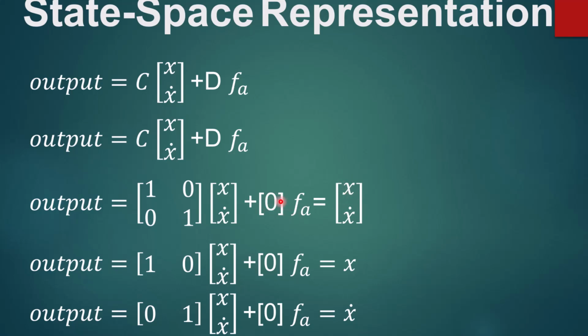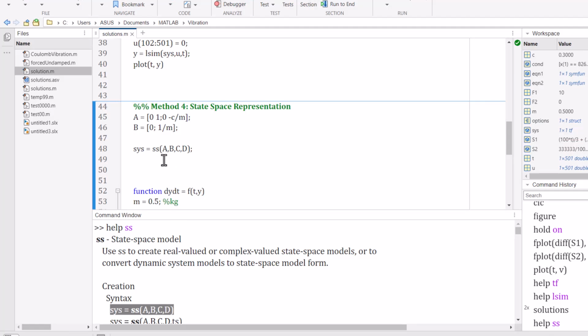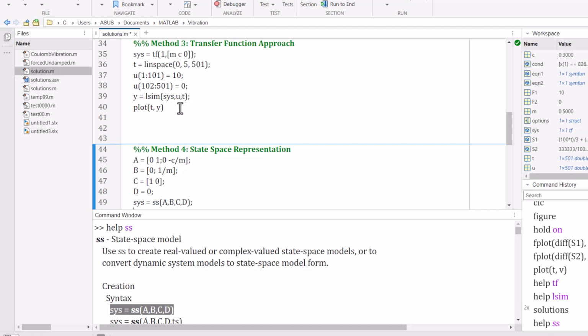Of course, maybe I made a mistake here. If I want to write it here, this D matrix has to be 0 and 0. It needs to have 2 elements. But what I'm going to do now is I only look for x. So I define C as 1 and 0 and D as 0. Now I have defined A, B, C, and D. Even if D is equal to 0, you have to define it. You cannot forget it at all.